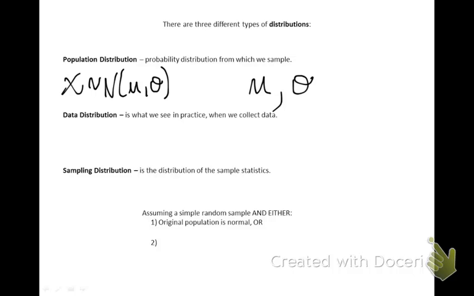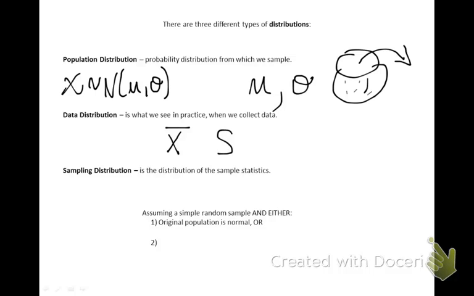When you think population distribution, think that big bucket with everyone that we could sample from. When you go in and take a sample, collect some experimental units, that gives you the data distribution. It's what you see in the sample. The data distribution, you can describe the mean, which is called X bar, and the standard deviation, which is called S. Then finally, there's this thing called the sampling distribution.